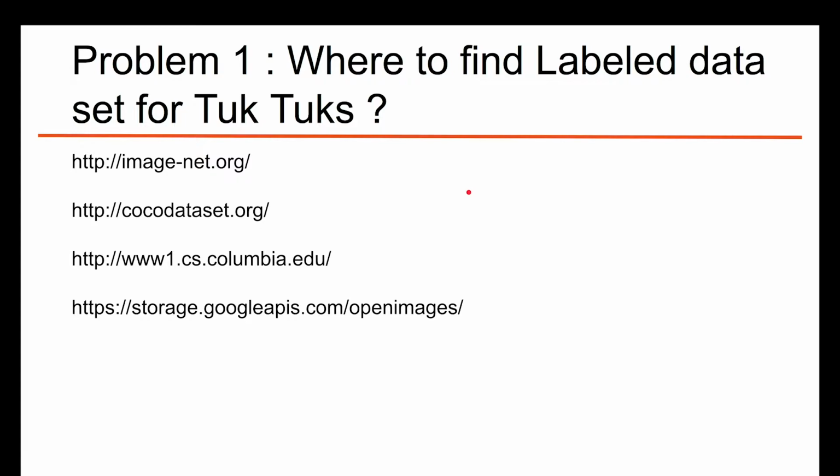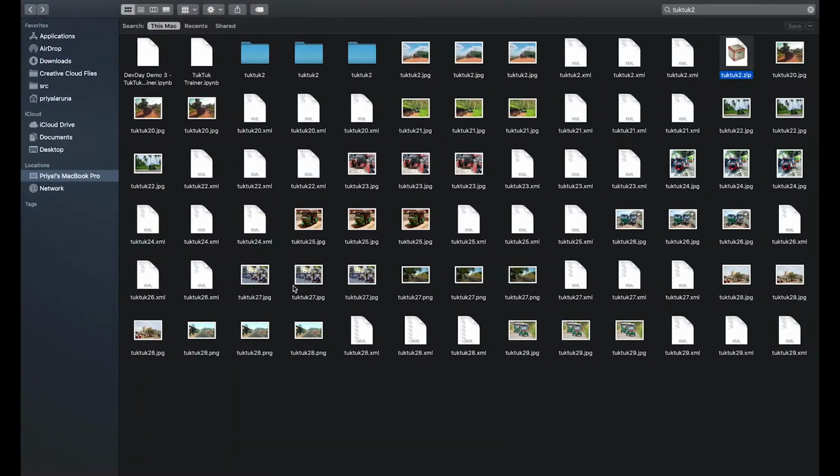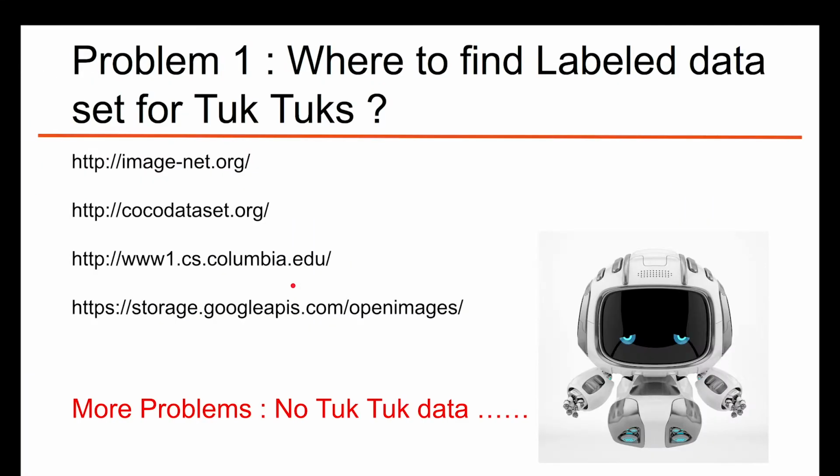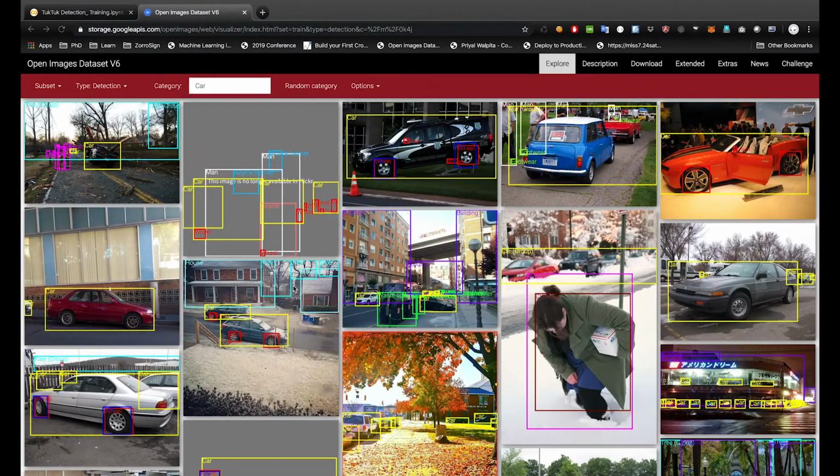Okay, so the first problem that we are facing is where to find these labeled images or this labeled data set for tuk-tuks. These are the standard places where you can find labeled images. Let's go into this Google image set and try to identify these images. So this is the URL. You can go to this URL yourself and try to identify these images.